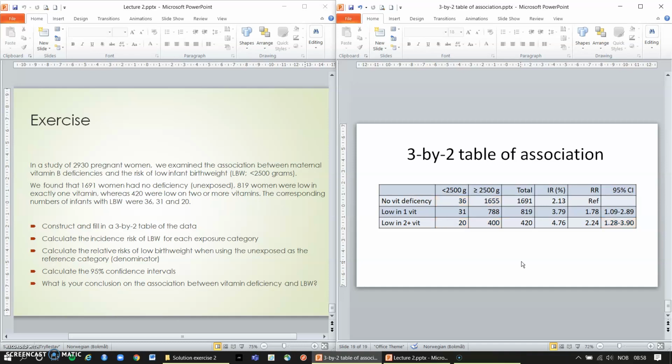Finally, we are asked to conclude. So, as both exposure groups appear to increase the risk of infant low birth weight, and the relative risk increases with increasing number of vitamin deficiencies, we can conclude that it is likely to be an association between maternal vitamin B deficiency and infant low birth weight.